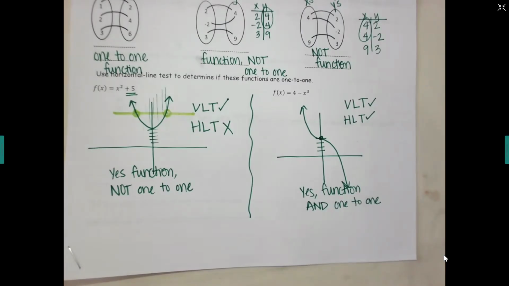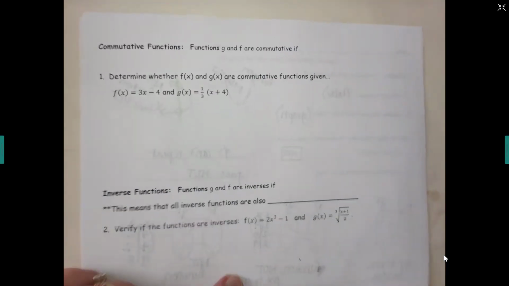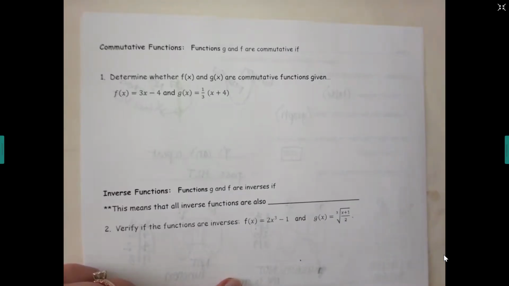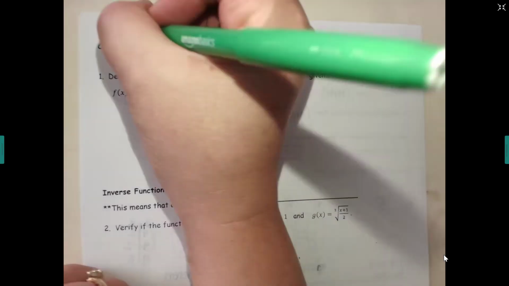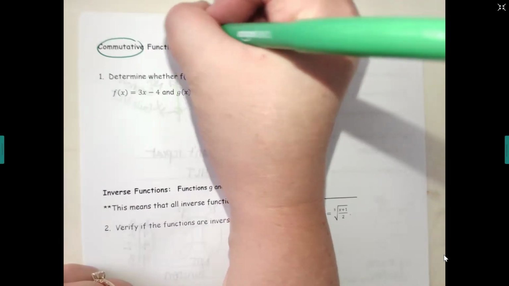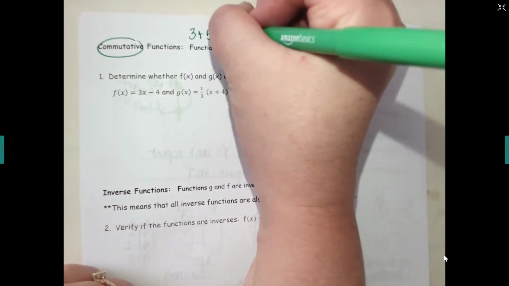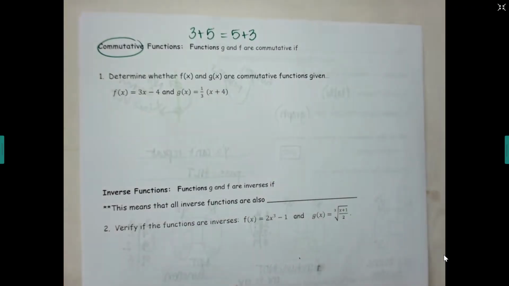The next feature that we're going to talk about is whether or not functions are commutative. So go ahead and turn the page. The commutative property says that you can reverse the order and you would get the exact same answer. So for commutative, I want you to write down 3 plus 5 equals 5 plus 3. The order that I add them in does not matter. That's what commutative means.